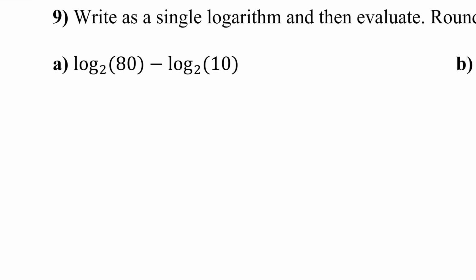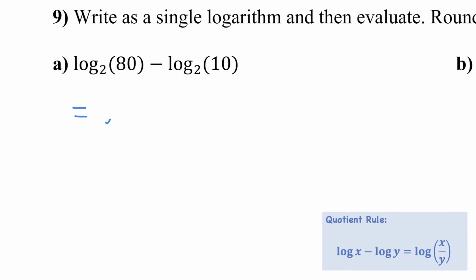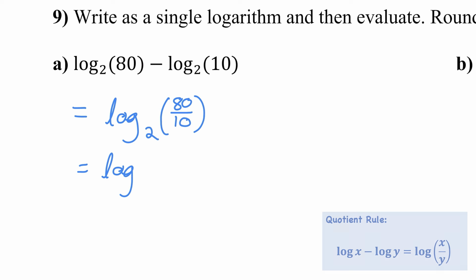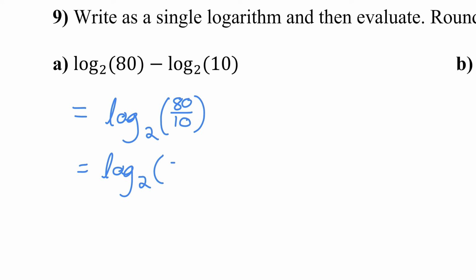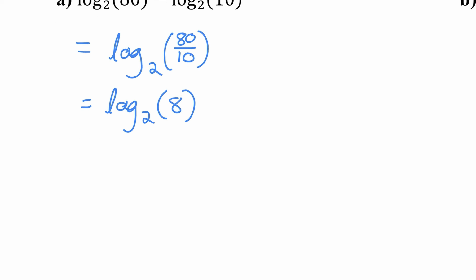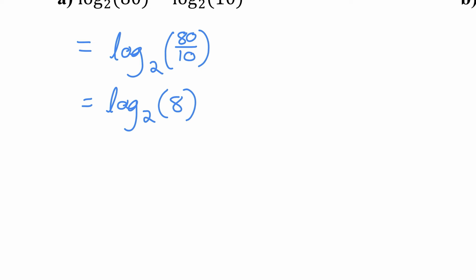So for A, I notice I have 2 logarithms that have the same base being subtracted. So I can write those as a single logarithm by keeping the same base and dividing the arguments. 80 divided by 10. So this equals log base 2 of 8. And now this expression just means what exponent goes on 2 to equal 8. I know 2 cubed is 8, so the answer to this is 3.